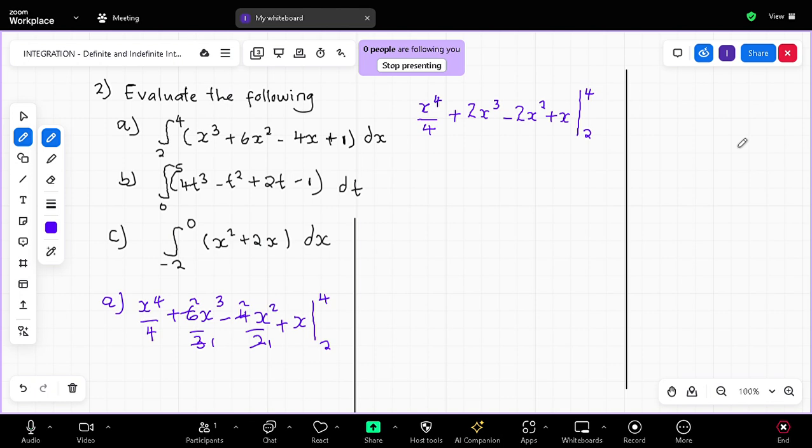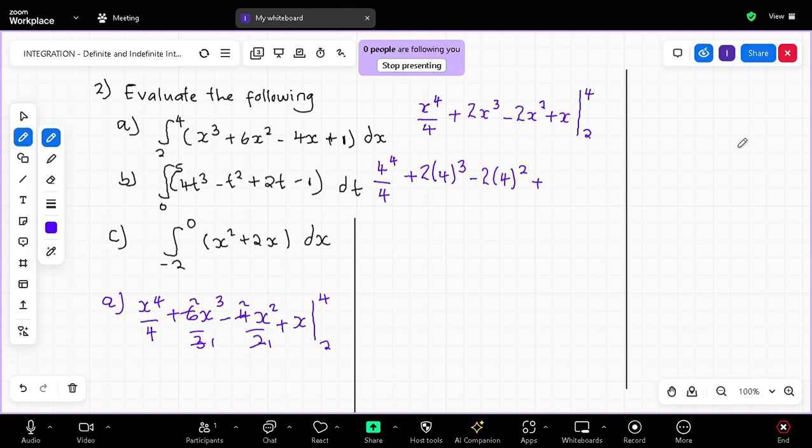So x power 4, start with x as 4. It is going to be 4 raised to power 4, because it is the upper limit. Then divide by 4. Then plus 2 in brackets. Now we still use 4. 4 cubed. Then minus 2 in brackets, 4 squared.